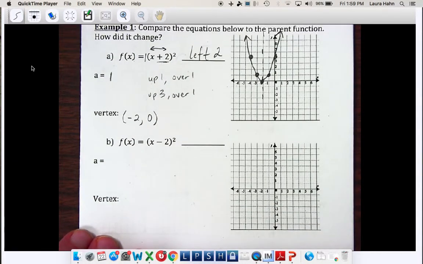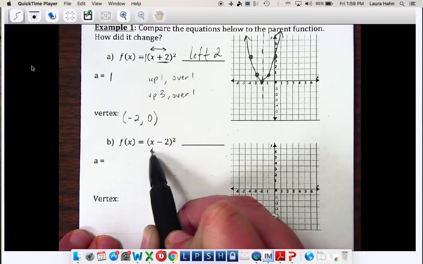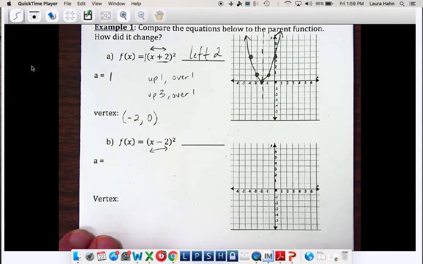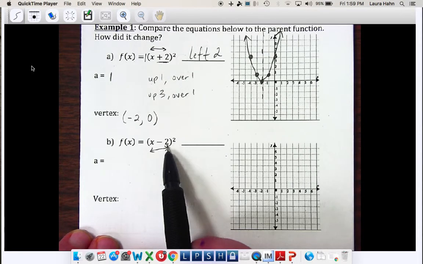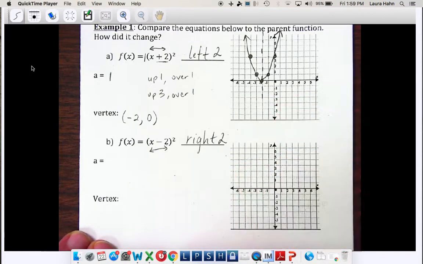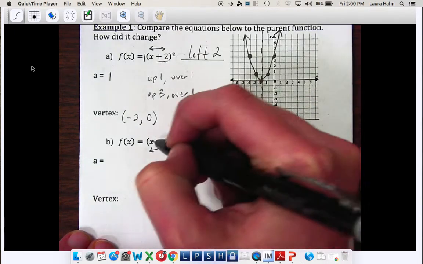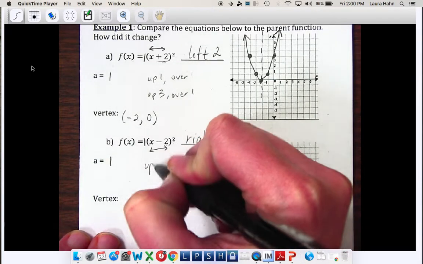All right, so on this next one, I notice it's happening to x. The x-axis goes left and right, so I know it's either moving left or right. Okay, naturally I would think backwards for a minus, but since x is a liar, it's going to move to the right too. My a is the number out front. Well, my number out front is still a 1, which means I know it's going to move up 1 over 1, up 3 over 1.